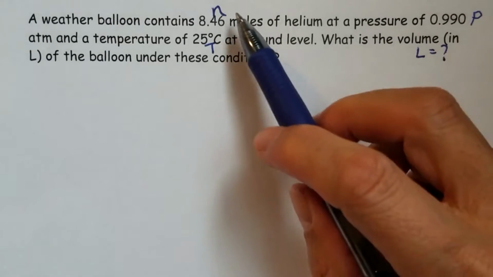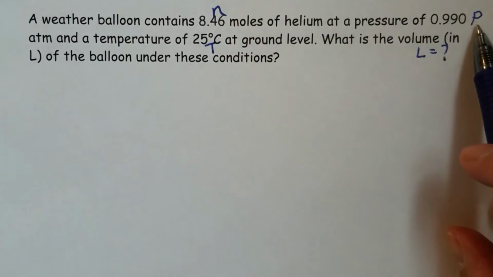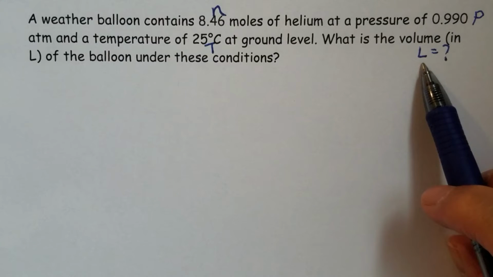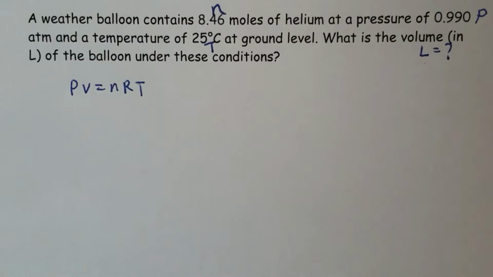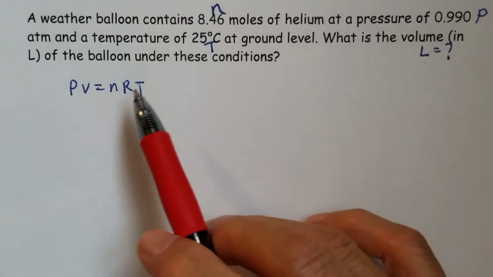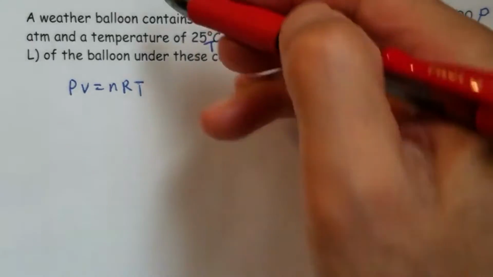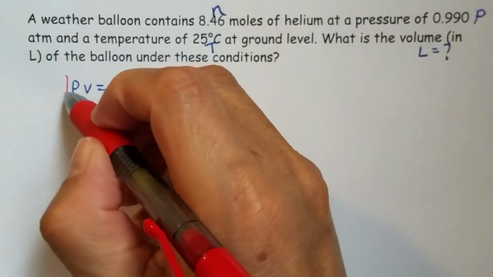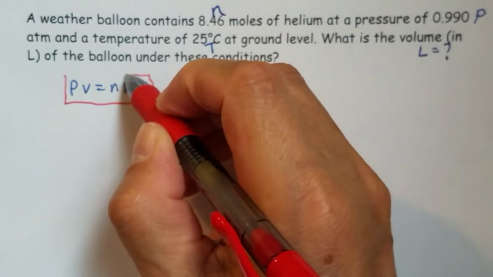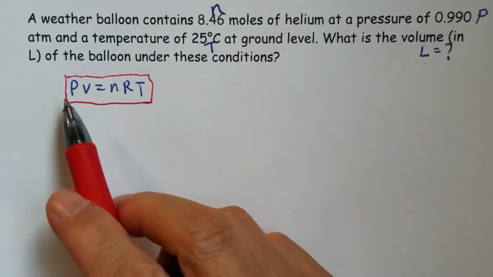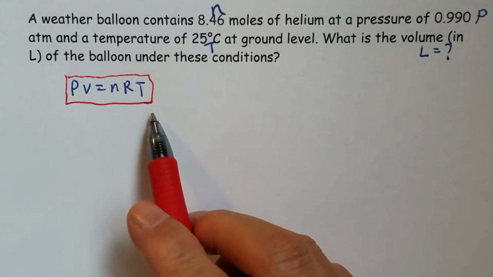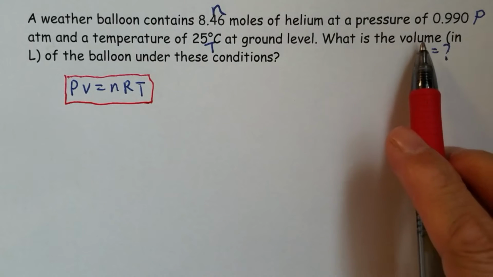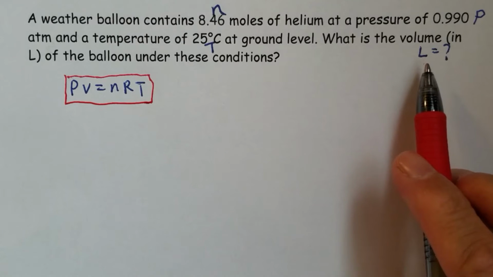We know temperature, we know the number of moles, and we know the pressure. We just need to find out the volume. One of the key gas law equations is this. This is the ideal gas law equation: PV equals nRT. And in this question, we need to find out V.